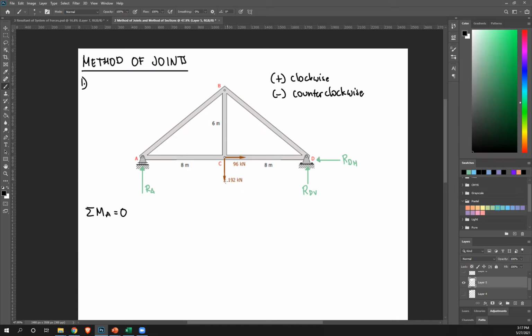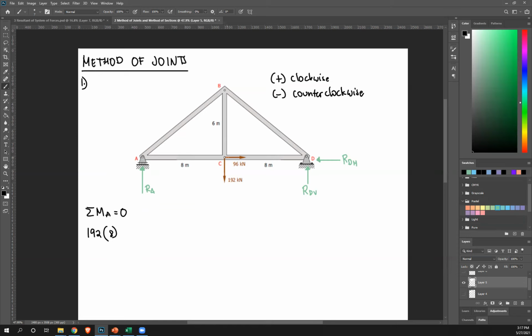Okay. So now let's figure out, is 192 clockwise or counterclockwise about point A? What I'd like to do is try to rotate it, and as you can see, it's definitely clockwise. So that's positive. So positive 192, then take perpendicular distance from A. So this is your force, this is the perpendicular distance equal to 8. So that's 8.